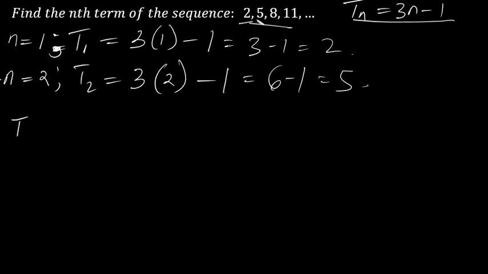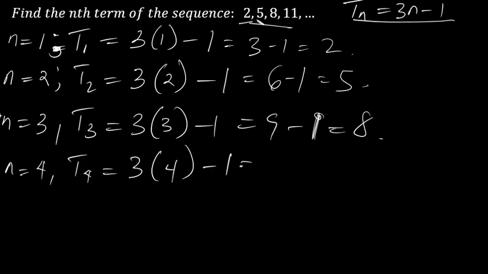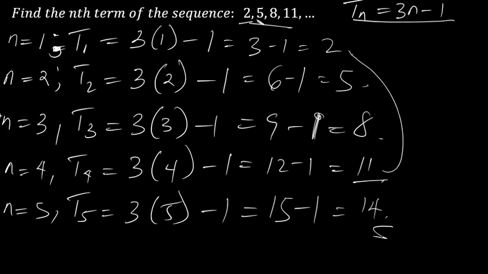Now let's look at the third term. n is equal to 3. t subscript 3 is equal to 3 times 3 minus 1, which is 9 minus 1, which is 8. Now n equal to 4, t subscript 4 will be equal to 3 times 4 minus 1, which is 12 minus 1, which is 11. Now let's look at the fifth term. t subscript 5 is equal to 3 times 5 minus 1, which is 15 minus 1. This will give us 14.